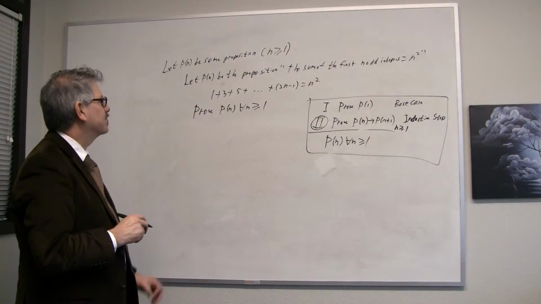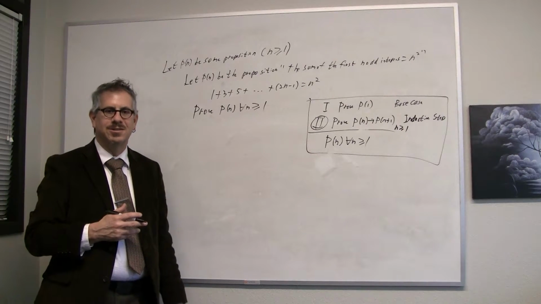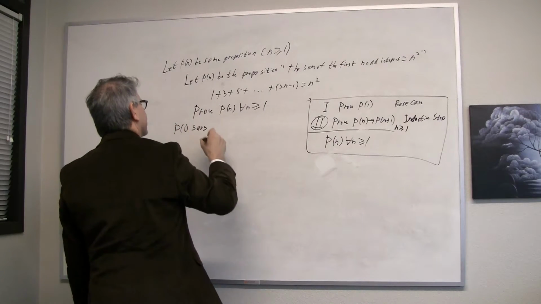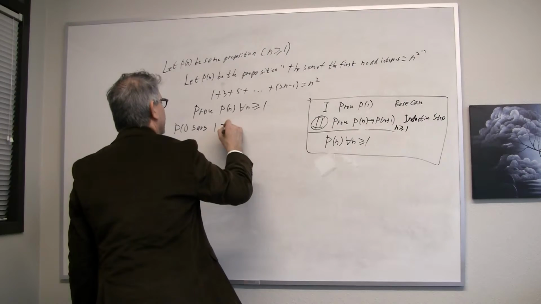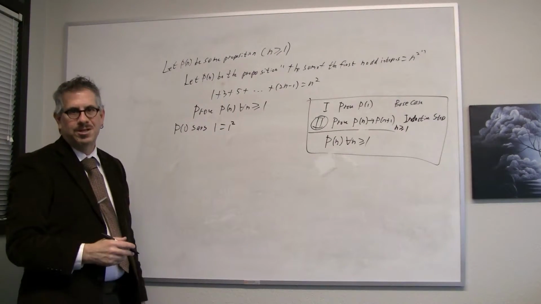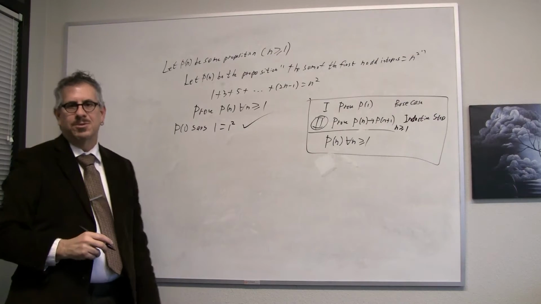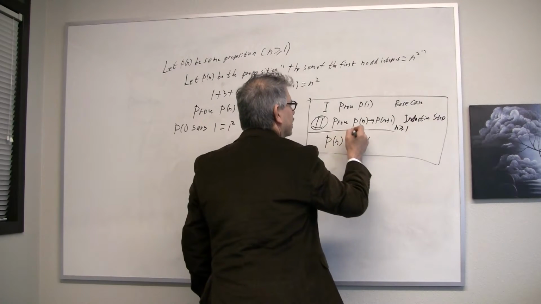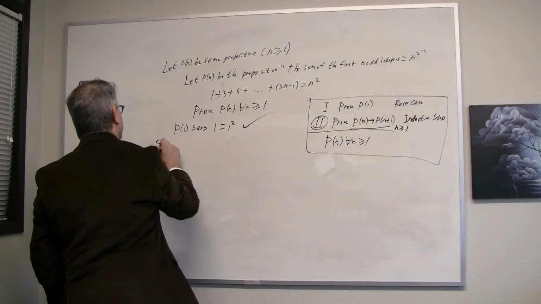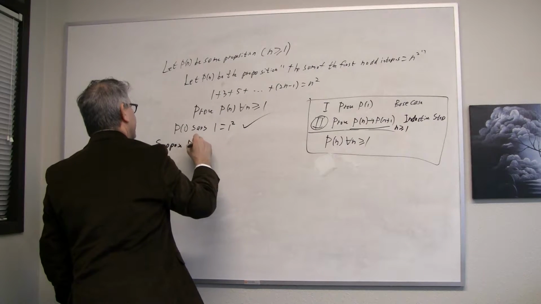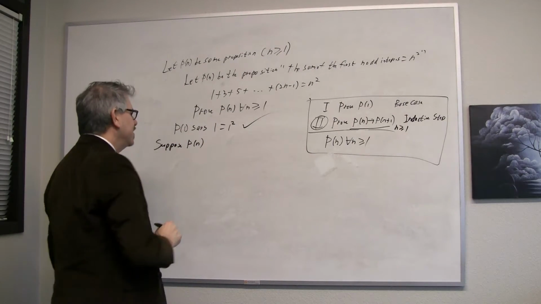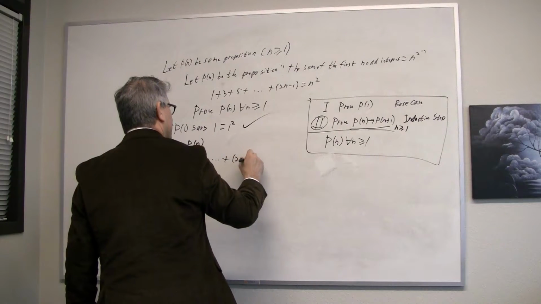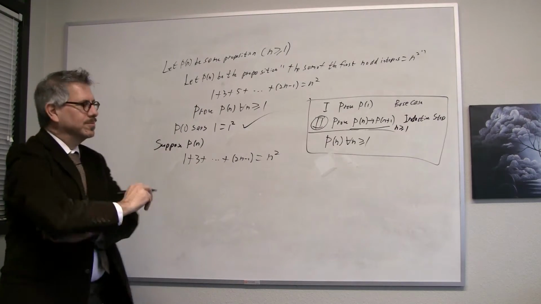So let's apply this to this proposition P of n, that the sum of the first n odd integers is n squared. So P of 1 says the sum of the first odd integer, which is just 1, is equal to 1 squared. And we know that's true. 1 is equal to 1 squared, so that's a true statement. All right, let's prove the inductive step. So suppose P of n. Well, if P of n is true, then we know 1 plus 3 plus all the way up to 2n minus 1 is equal to n squared.